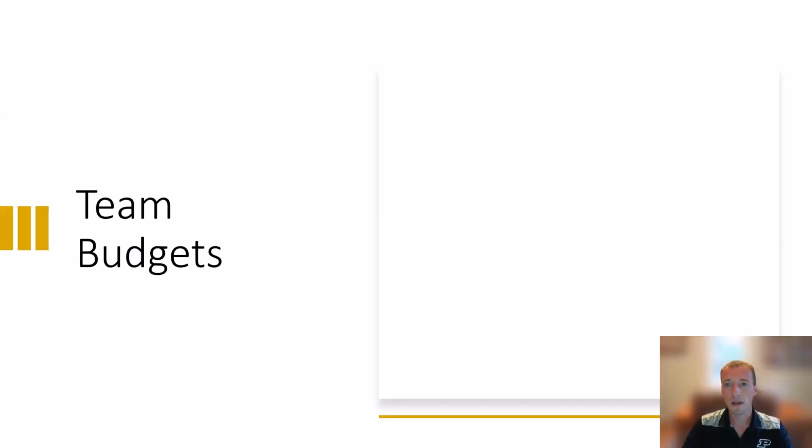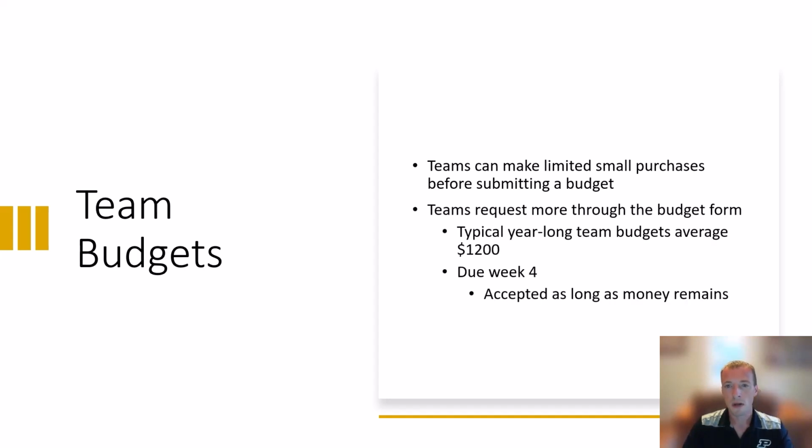The team budget that you're going to use to allocate money for your team is going to be submitted during week 4. You can make small purchases before week 4, especially if your team is returning and they know exactly what they need to buy, but those are going to be small and of a limited nature until your budget's approved. Teams request money through the budget form, and you can submit an updated budget as your semester progresses if you realize you've under budgeted or over budgeted for the semester.